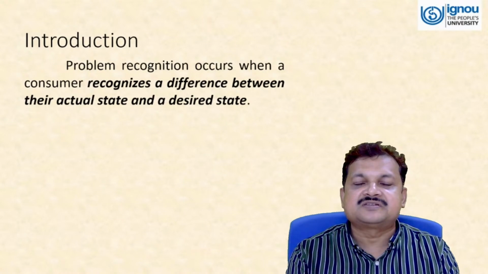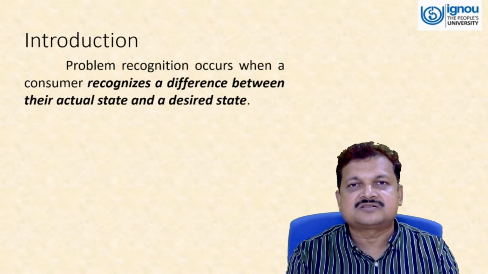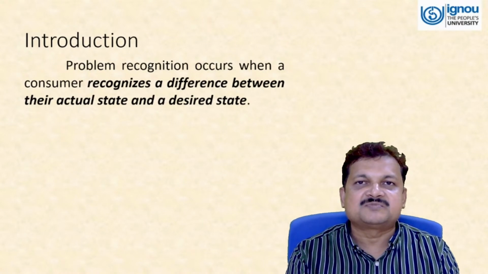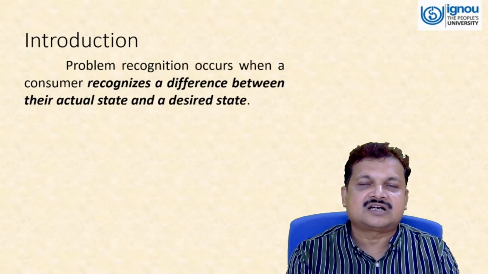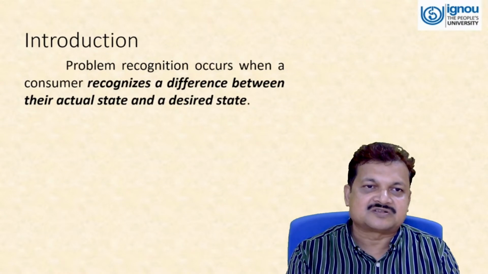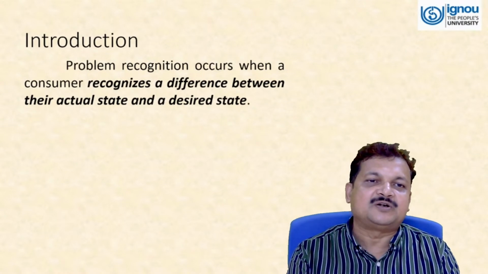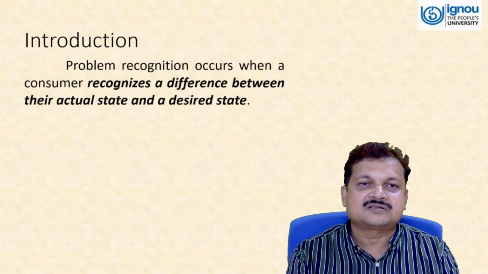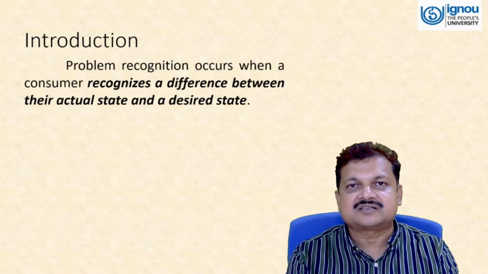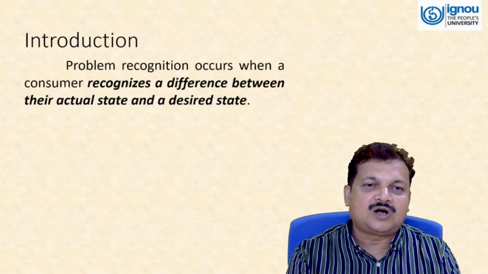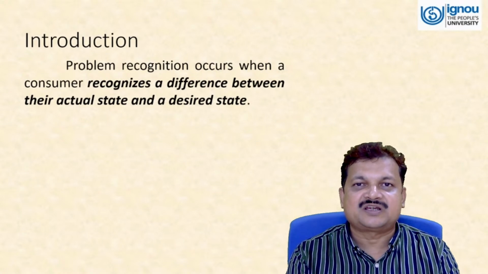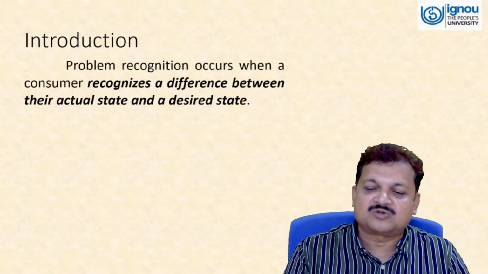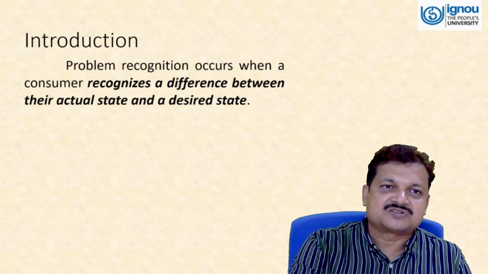We are going to see that if the difference is sufficient and is perceived or accepted by the customer, then there is a problem recognition, because there is a huge gap between actual state and desired state. So these gaps create the problem recognition. Once problem recognition is there, we search for what kind of product will satisfy our need. For that reason, we go for information processing.